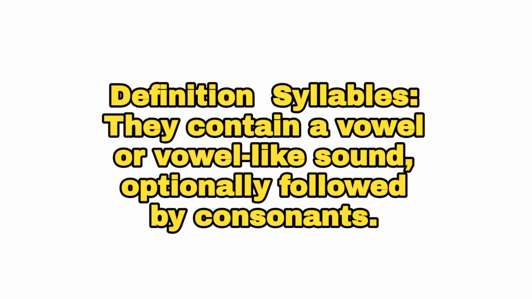The definition of syllables: they contain a vowel or a vowel-like sound, optionally followed by consonants. Example: "green." "Green" has the structure consonant, consonant, vowel, consonant.